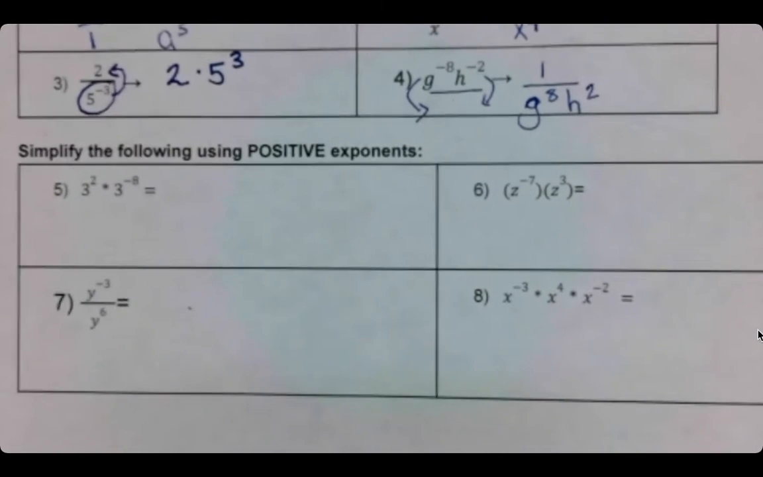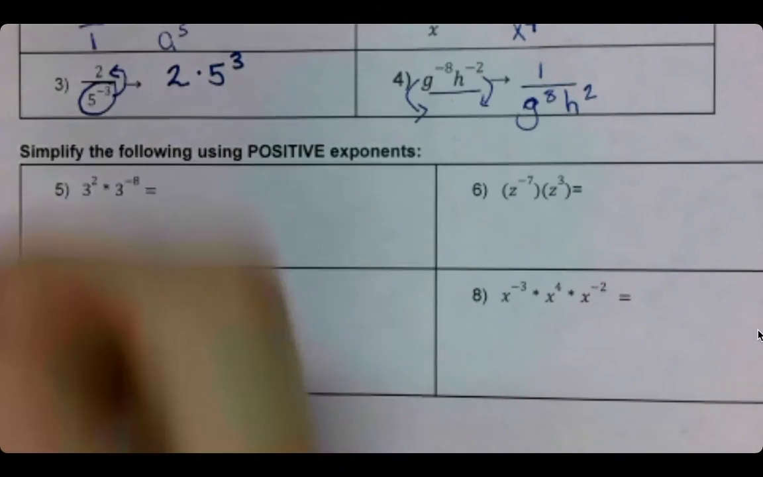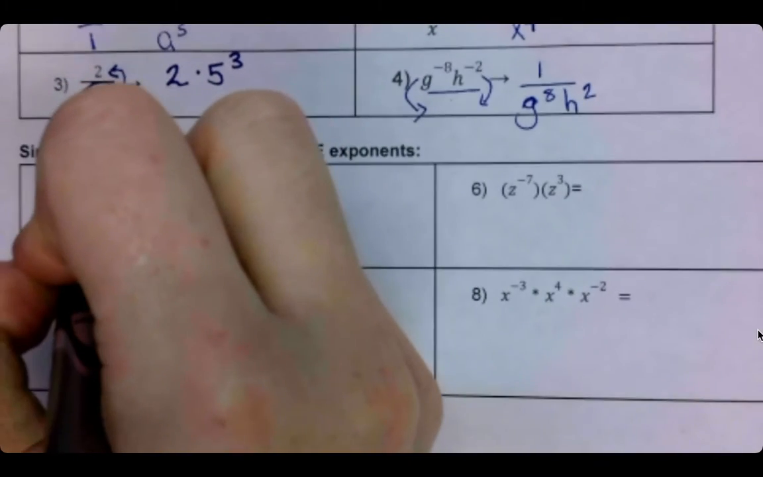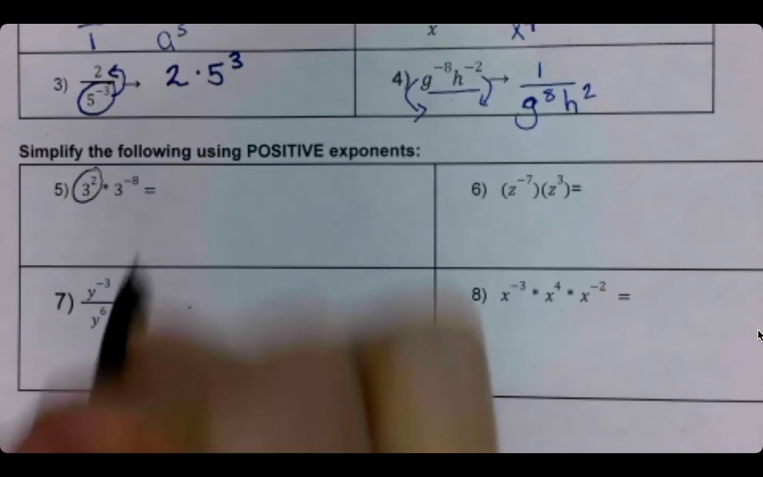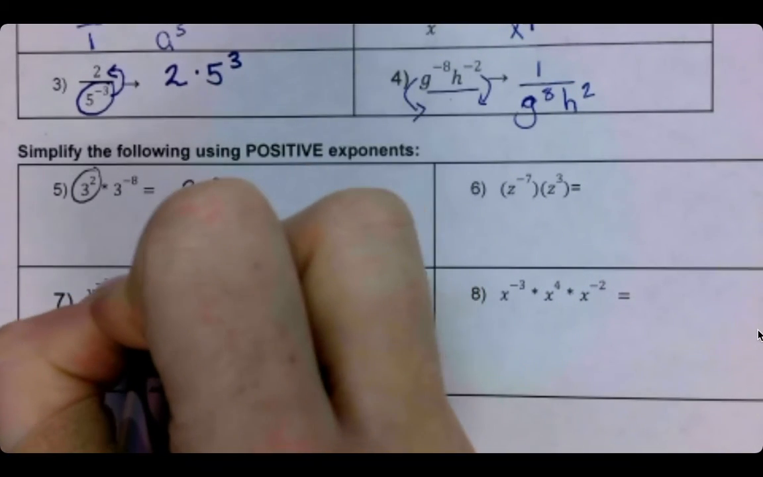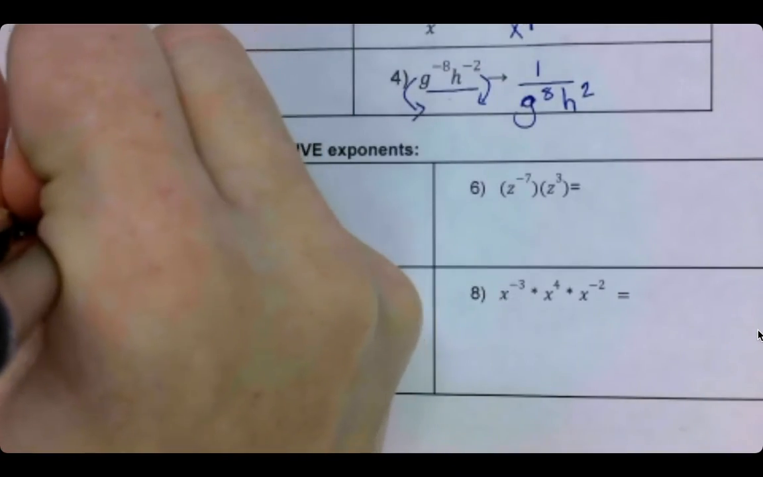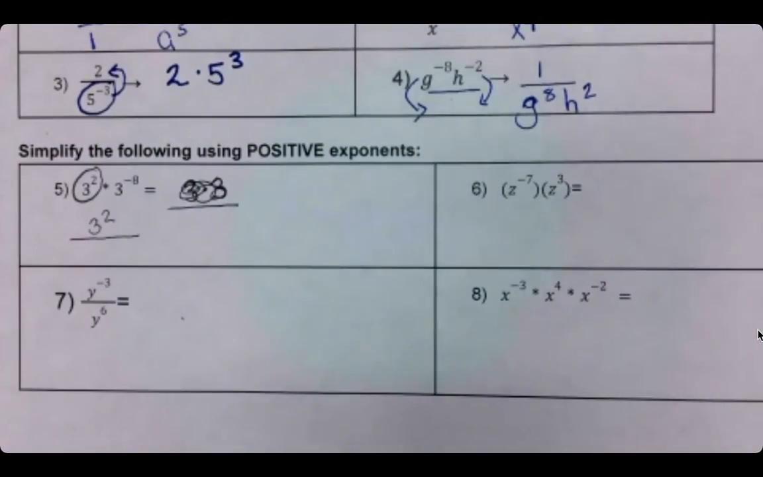Alrighty. Looking at these bottom ones, same thing. Take it one step at a time. Does this have a negative exponent? No. So it's going to stay on top. Oh, sorry, I'm getting ahead of myself. All right, that's going to stay on top.